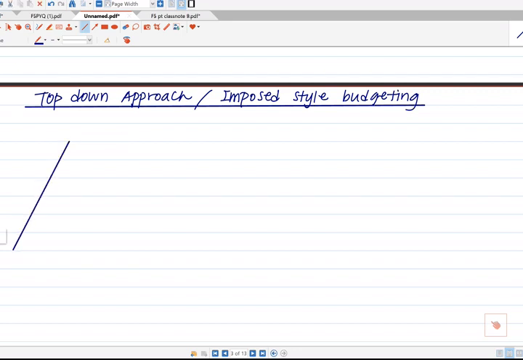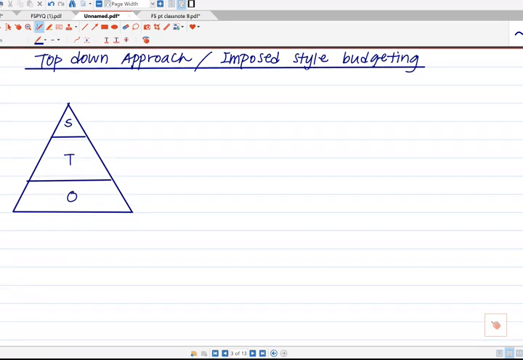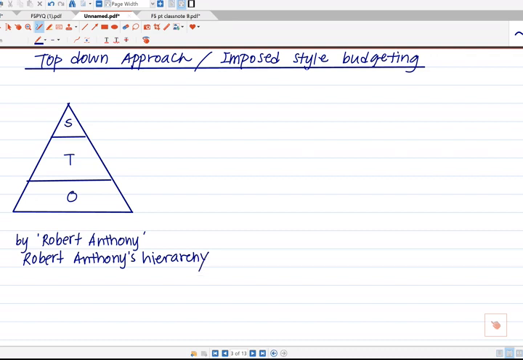You see, our organization is split into how many levels? 3. What levels do we have? Strategic, tactical, operational. Who said this? This is by someone named Robert Anthony. So usually I name it Robert Anthony's hierarchy. I will let you know later.